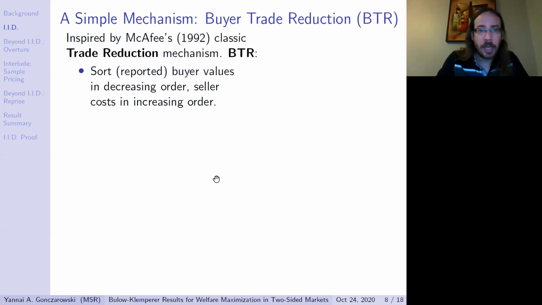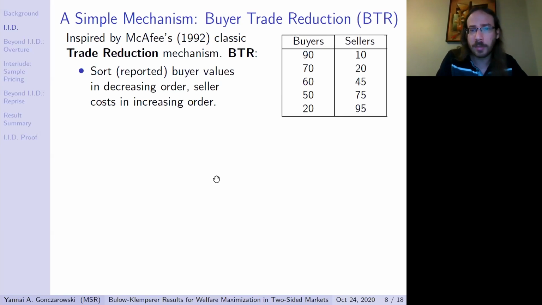So you start by sorting the reported buyer values. So this is going to be incentive compatible. So reported buyer values, we're going to assume that they are the actual buyer values. So I'm not going to make this distinction anymore. You sort the buyer values in decreasing order and the seller costs in increasing order. So something like this, you see these are decreasing from the buyer that the mechanism likes best, and from the seller that's best for the mechanism till the least preferable one.